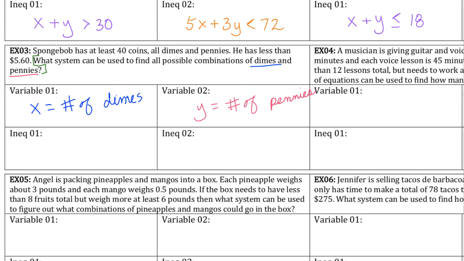It gives us two totals. Let's look for the one where it's the number of coins. He has at least 40 coins. So that means when you combine the number of dimes and the number of pennies, you get at least, more than or equal to, 40 coins. And then it says he has less than $5.60.